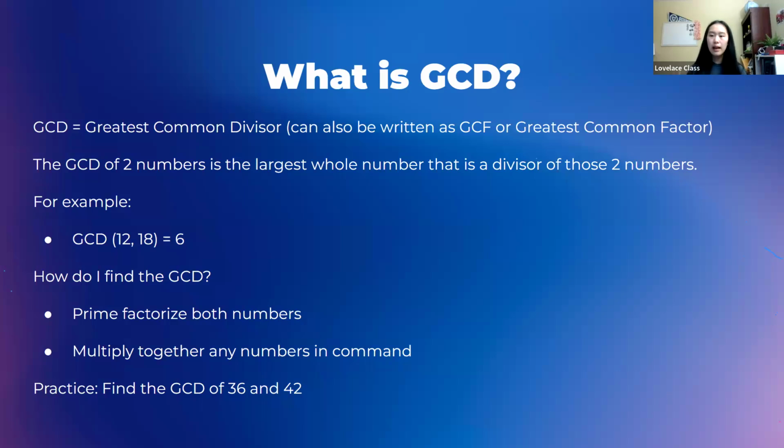The biggest number that divides both of them, or is a factor of both of them, is 6. So if you have two really big numbers, how do you find the GCD? The easiest way to find the GCD is to start off by prime factorizing both numbers.